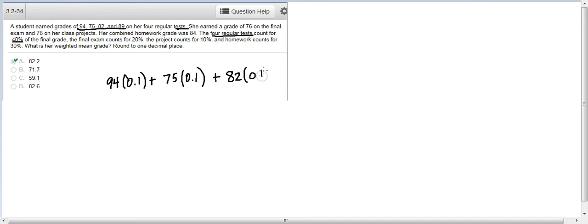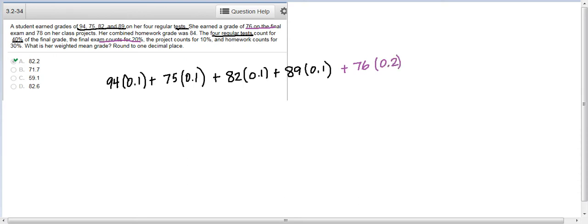Okay, so again, alternatively, you can take the average of those numbers and then multiply that by 40%. You'll get the same thing in the final calculation. All right, so that's that. Now the 76 on the final. All right, so she made a 76 on the final, and the final counts 20%. So we'll do plus 76 times 0.2.